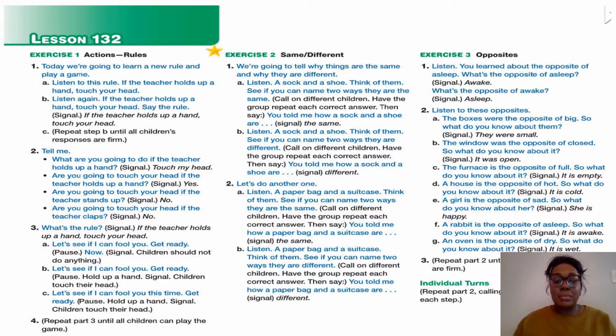Get ready. Yes, touch my head. Are you going to touch your head if the teacher holds up a hand? Get ready. Yes. Are you going to touch your head if the teacher stands up? Get ready. No. Are you going to touch your head if the teacher claps?